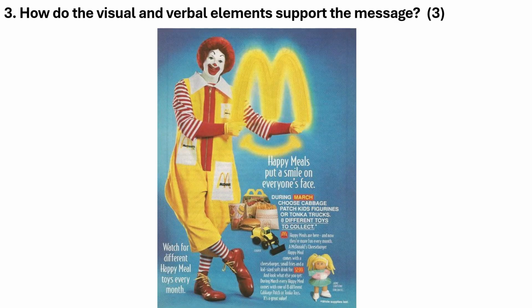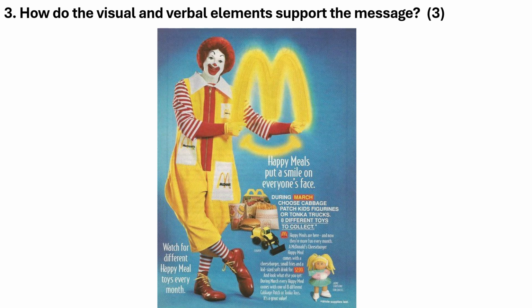Question 3. How do the visual and verbal elements support the message? This is for 3 marks. Notice that the question breaks down to asking for information about what you can see. For example, layout, imagery, color, and symbolism. That's 1 mark. That's your visual elements. It asks for information on what you can read. That's 1 mark. Those are the verbal elements. And then it asks about the message of the advertisement. That's 1 mark. So to achieve full marks, you must link all 3.